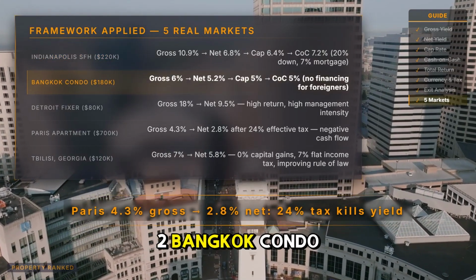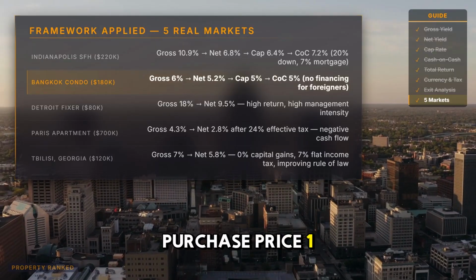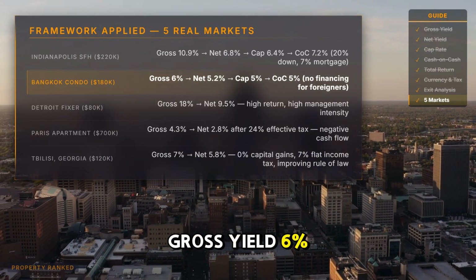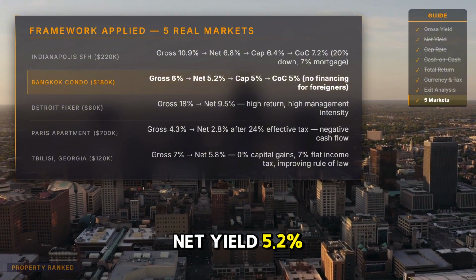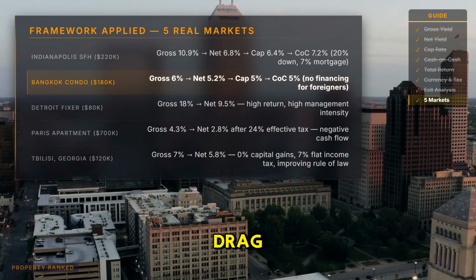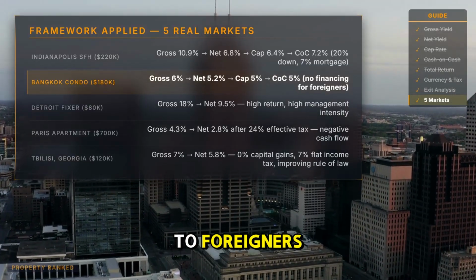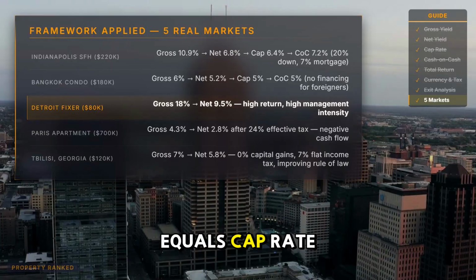Market 2, Bangkok condo. Purchase price $180,000 USD, rent $900 monthly, gross yield 6%, net yield 5.2% with low tax drag. Cap rate 5%. Cash on cash: financing not available to foreigners. All cash return equals cap rate.